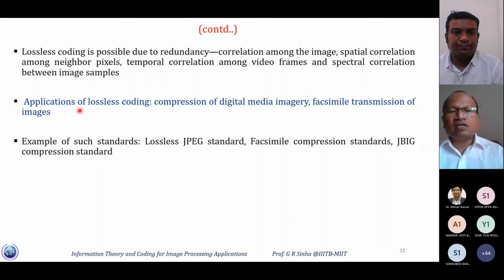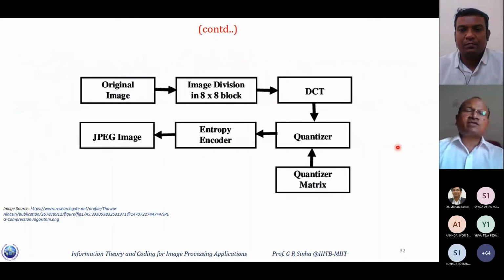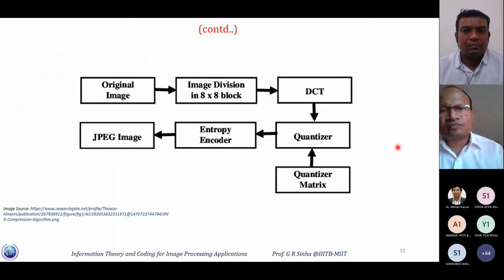So lossless coding is applied in compression of digital media, imagery, and your fax transmission. Examples of such standards are the lossless JPG standard, your fax compression standard, and your JBIG compression standard. These are examples under lossless, but there are lossy ones as well.